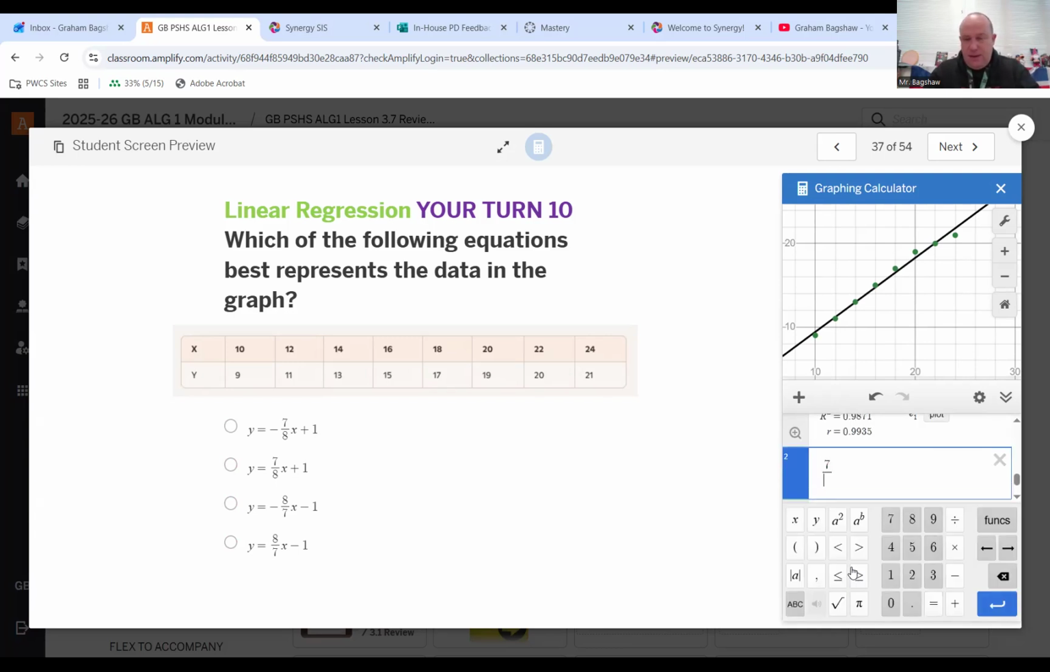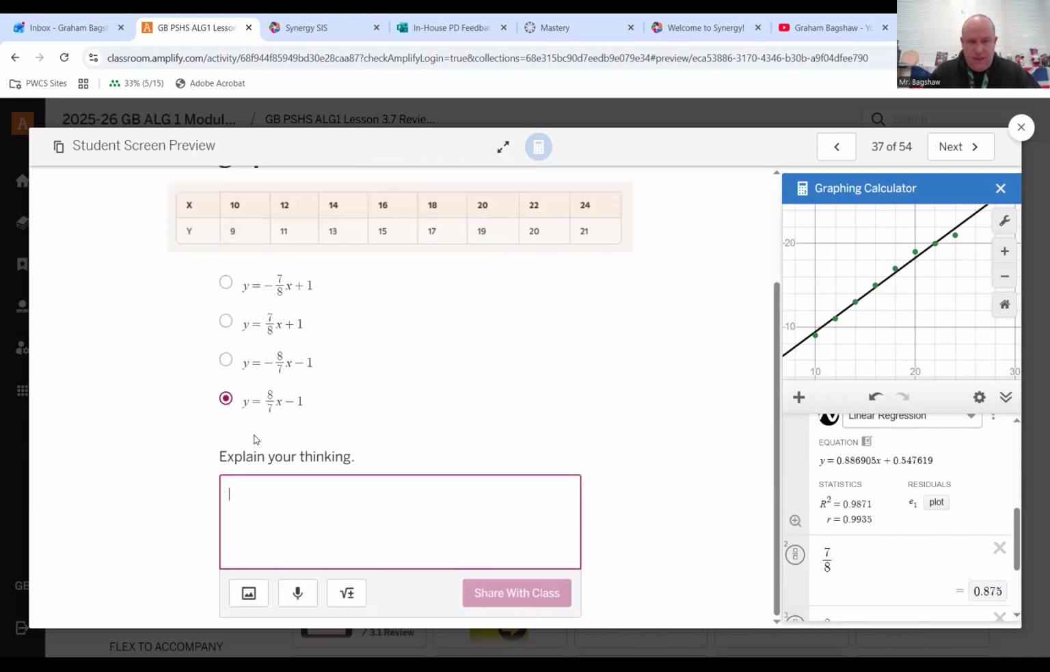As we have our multiple choice, we can actually just check. 7/8, it says, is 0.875. Well, that's very close to that answer then. And just to confirm that it's not the other way around, 8 divided by 7 is 1.14. That slope is definitely not 1.14. And for that reason, I'm pretty confident that it's this answer here.